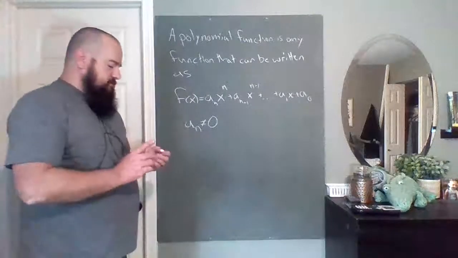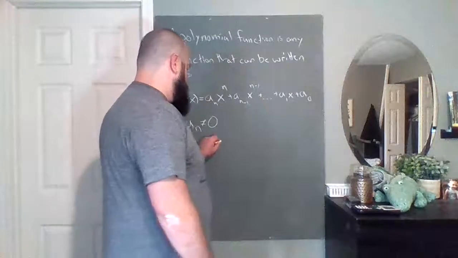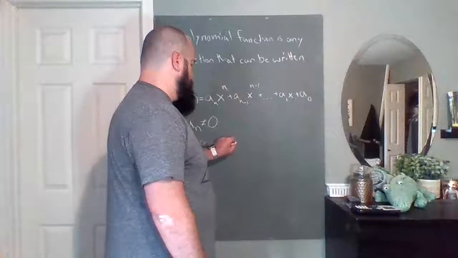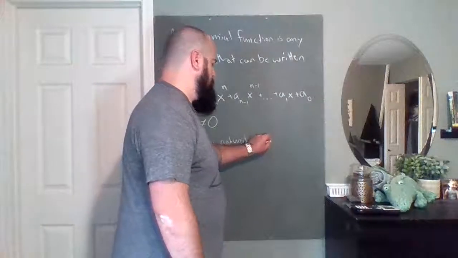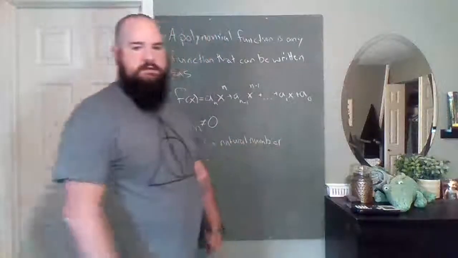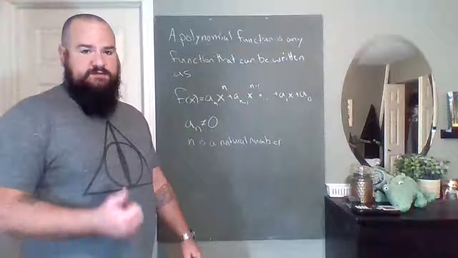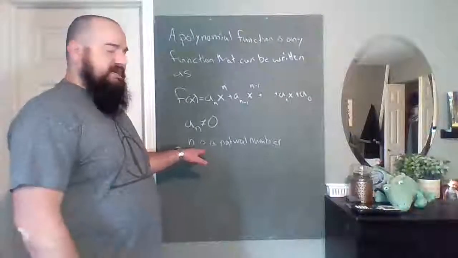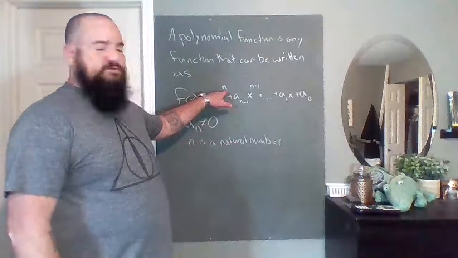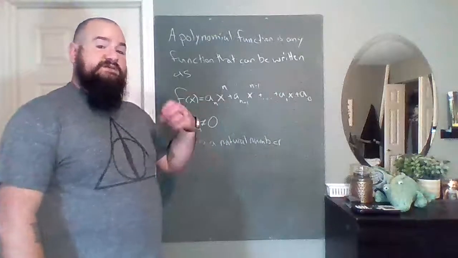The other thing is that n is a natural number. Natural numbers are good counting numbers, so there's 0, 1, 2, 3, 4, 5. So n has to be a natural number. And if I take a natural number and subtract 1 or 2 or 3 as we go, we're always going to have a natural number.